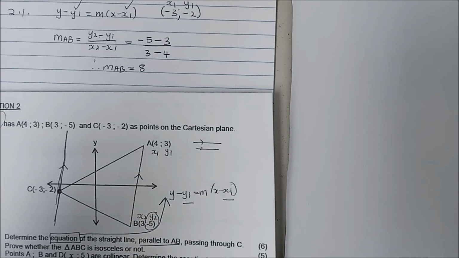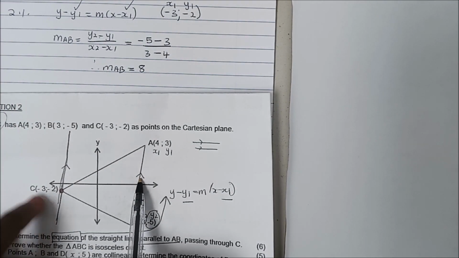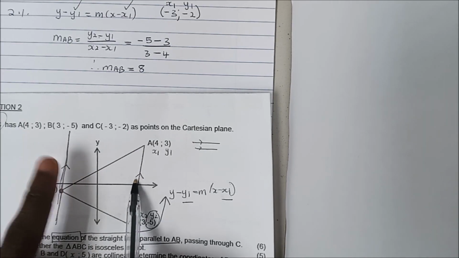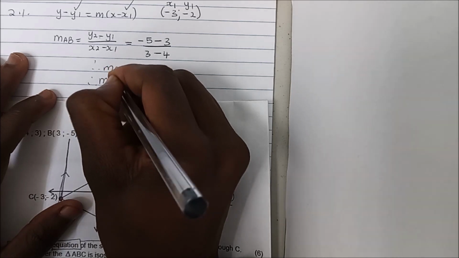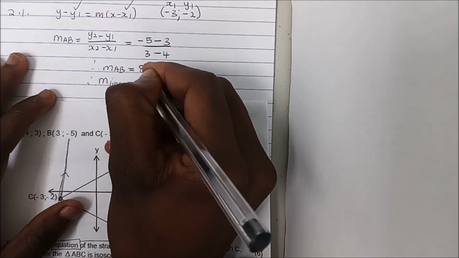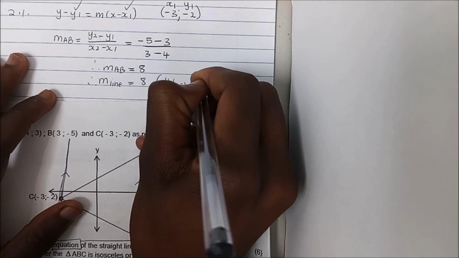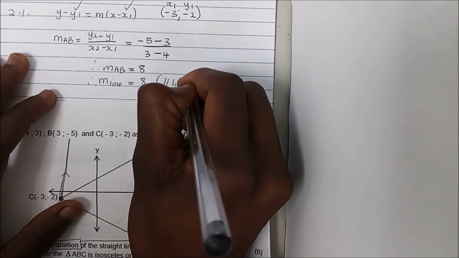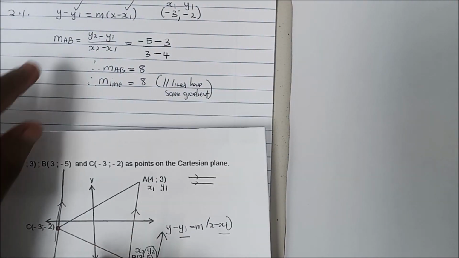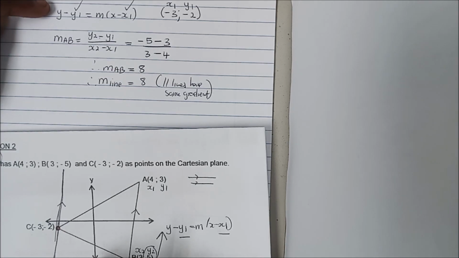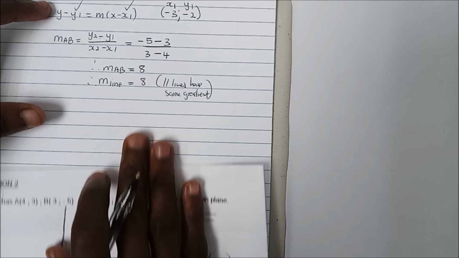Now you know that the two lines are parallel. If the gradient is 8 here, the gradient has to be 8 here because they are parallel. So we can say, therefore, the gradient of that line is equal to 8 because parallel lines have the same gradient. Now from the formula, we are complete. We have the gradient, we have y1 and x1. We can substitute and find the equation.